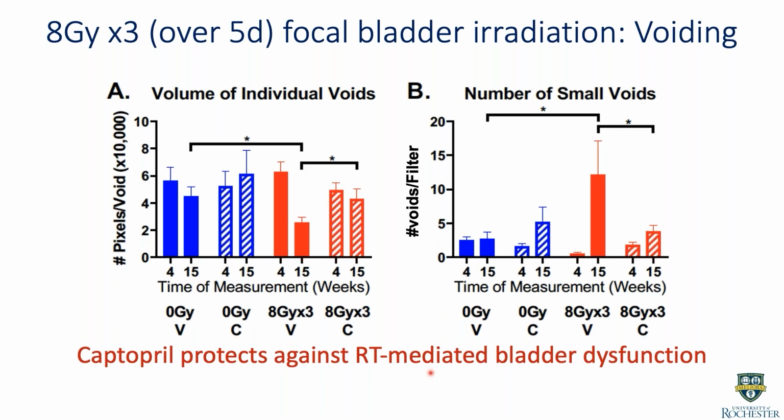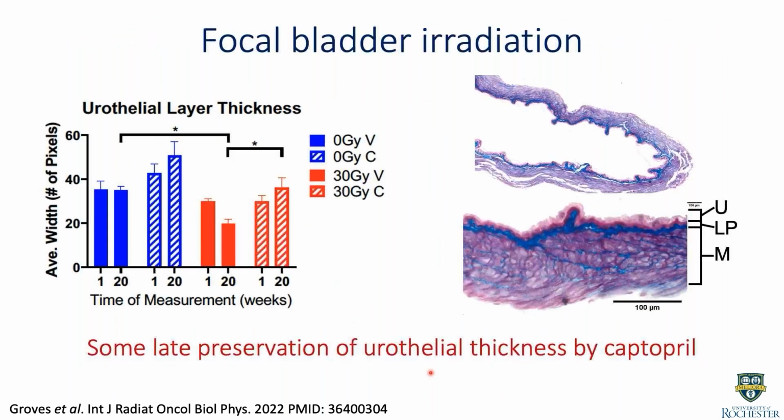And this was reported in a publication in 2022. And this is data from that publication, or redrawn. Just looking at urothelial thickness for animals at 1 week or 20 weeks following a single dose of sham irradiation versus a single dose of 30 gray. And you can see after radiation here in the red bars, after 30 gray, we get a reduction in the width of the urothelium, and that's somewhat preserved by delivery of captopril. So we get some preservation of urothelial thickness.